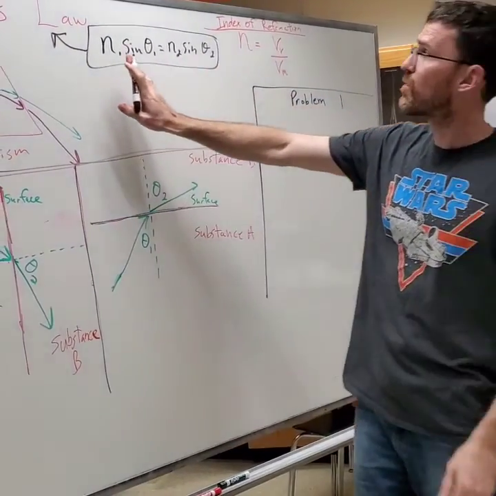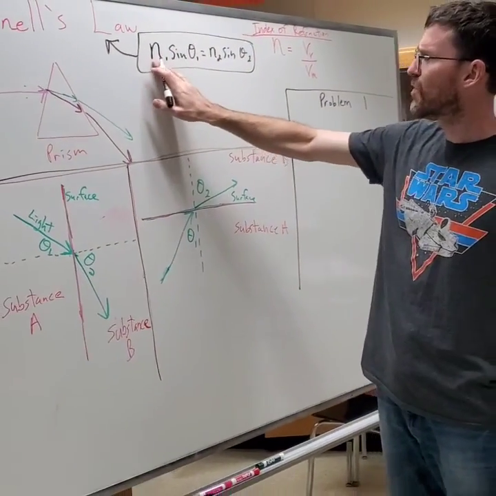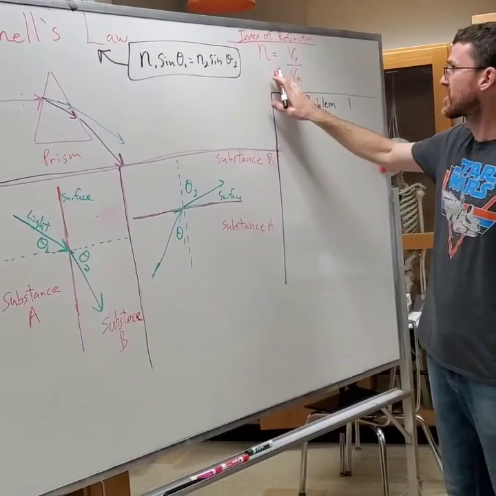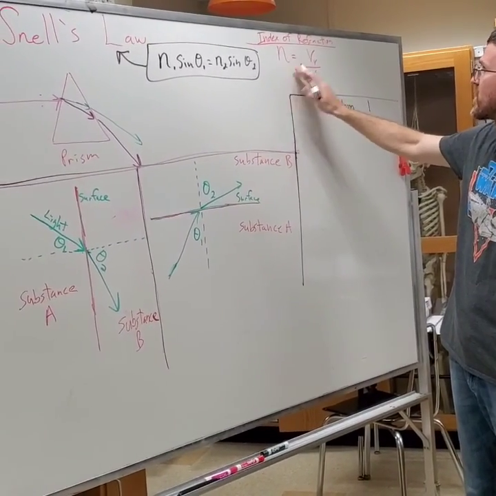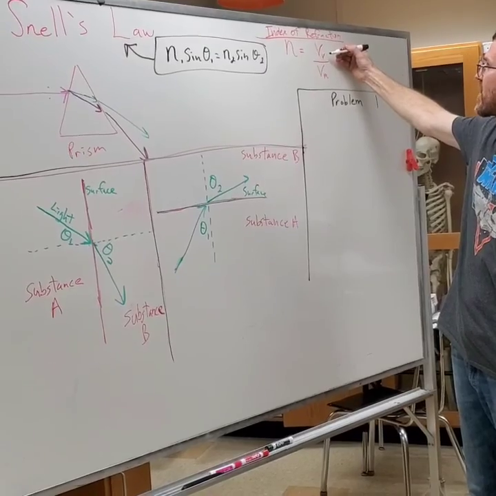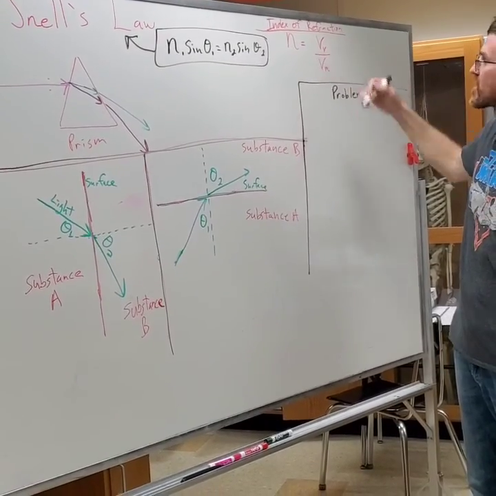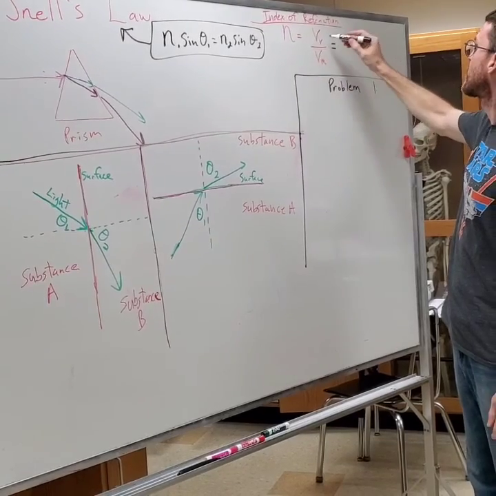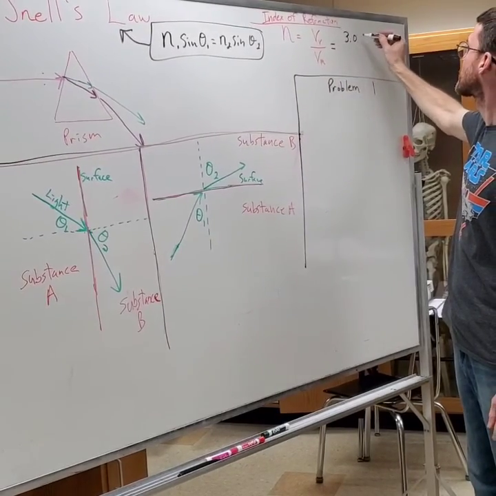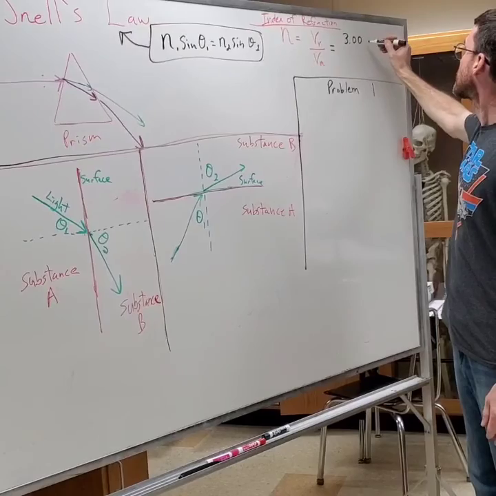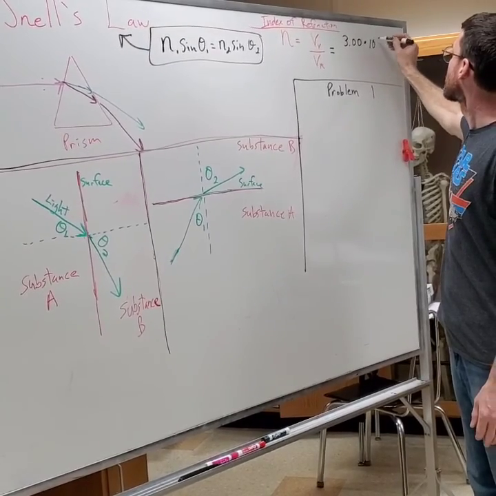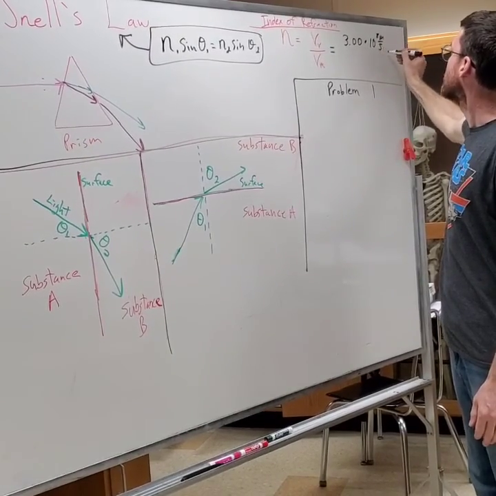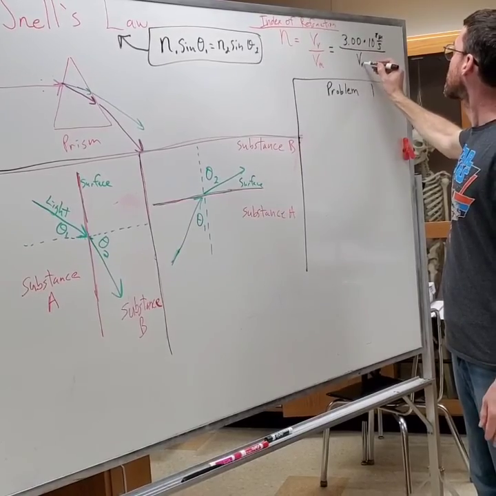So we need to understand what these pieces are. For Snell's Law, N stands for the index of refraction, and it is the velocity of light in a vacuum over the velocity of light in that medium. We know the velocity of light in a vacuum is 3.000 times 10^8 meters per second. We at least know that.